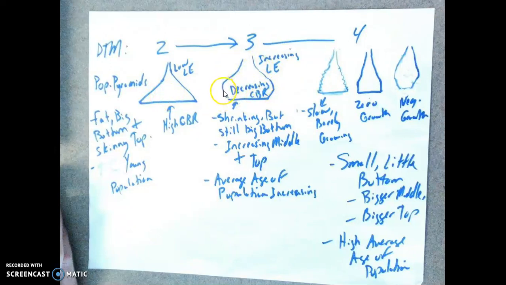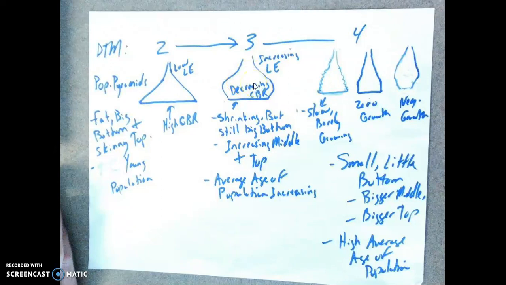Next is stage 3. Here we have our stage 3. You see that for stage 3, you still have a big bottom, but it needs to be shrinking. So it's going to be a fat bottom over here on 2, and then a skinnier bottom over here on 4. 3 is in the middle. It's a shrinking crude birth rate, so it's a shrinking bottom, but it's still a big bottom. And then you see an increasing middle and top. This is representing that the average age of the population is increasing here.